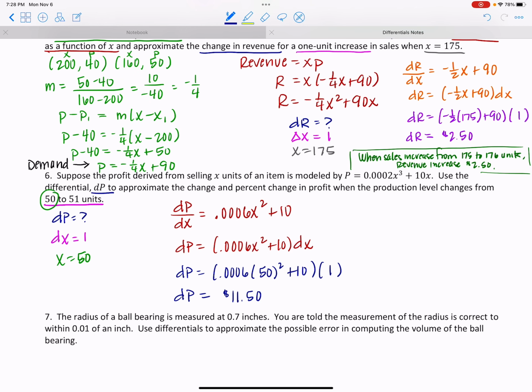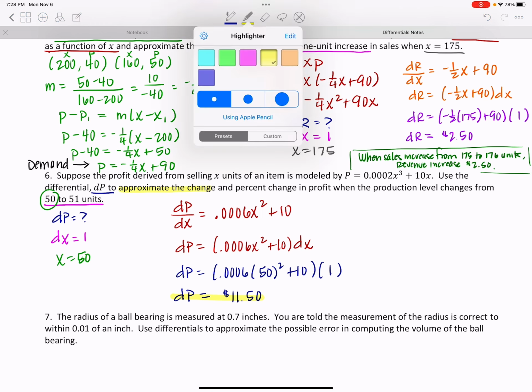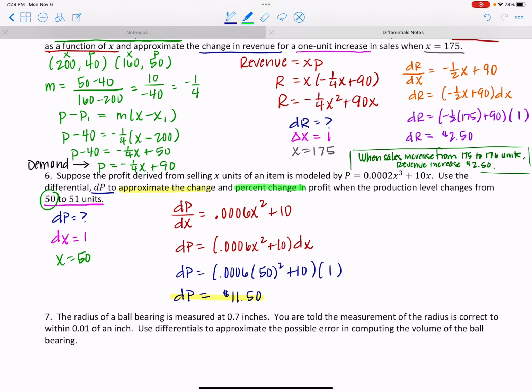So that is the approximate change in our profits. Now, it asks us to do one additional thing. It asks us to find the percent change in profit when the production level changes here. What is the percent change in profit? So when you're trying to find the percent for a quiz that you took, you take the points that you got and you divide by how many points there were total, right? So it's a similar concept here.